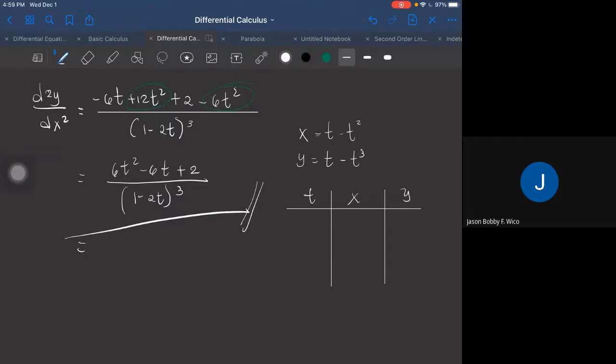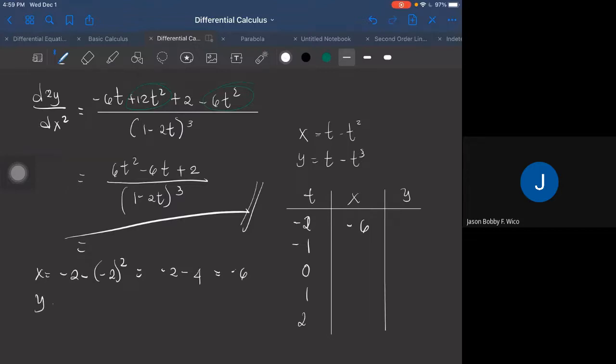So say your t, you start with negative 1, you assign values of, let's say, 2, 1, 0, 1, 2. And then you obtain the corresponding x and corresponding y. So when t is negative 2, you have x equals negative 2 minus negative 2 squared. That gives you negative 2 minus 4.